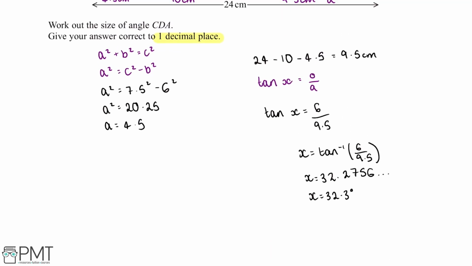Now this question's worth 5 marks. We'll get our first 2 marks for correctly using Pythagoras' theorem to work out the length of the triangle on the left. We'll get our 3rd mark for correctly working out the length of the triangle on the right. We'll get our 4th mark for using trigonometry to work out the angle of CDA.